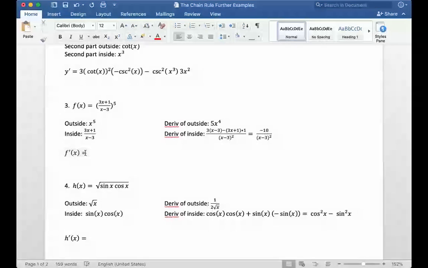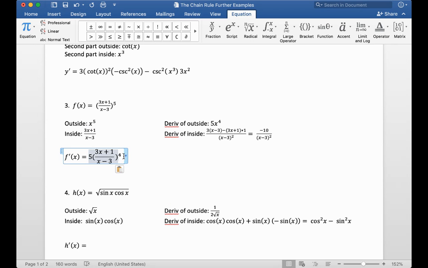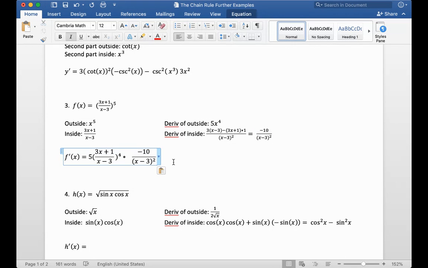And so our derivative then is going to be the derivative of the outside, 5 times something to the fourth power, and that something is the inside function. And then we multiply that by the derivative of the inside function, which is this work I've done over here on the side in advance. And so here, the derivative is 5, the inside part to the fourth, times the derivative of the inside function.